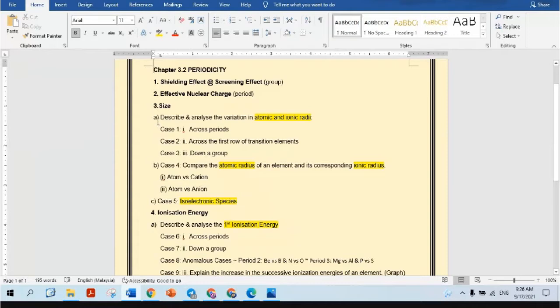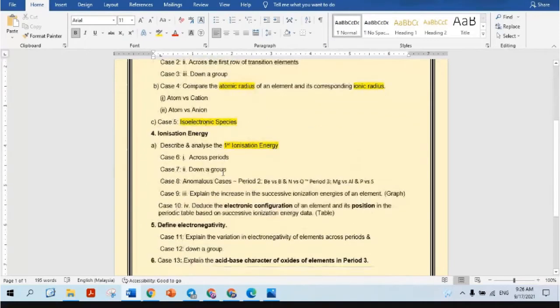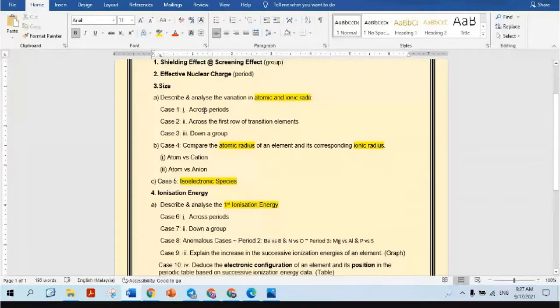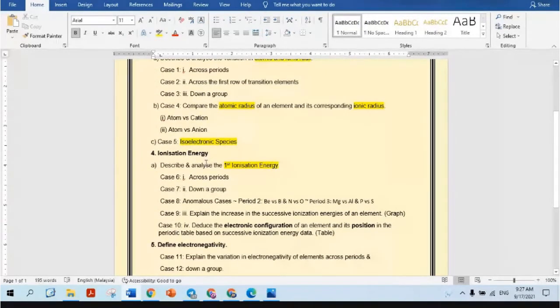And then for A, when crossing the period for the atomic or ionic radius, we are using the same explanation. Case 4 is between the atom and its ion, cation or anion, and the last one is about isoelectronic species. Now we need to move on to ionization energy. For ionization energy, the explanation for across a period and going down the group is similar to case 1 and case 3. But here we need to check the definition of ionization energy.